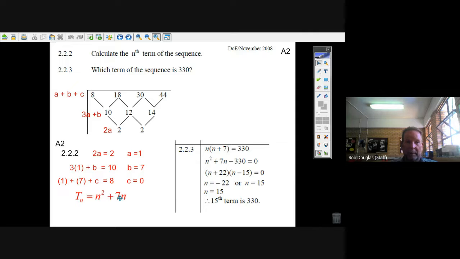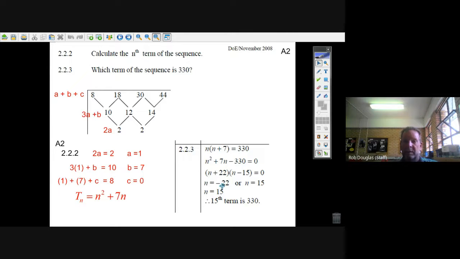Well, there's your formula. Now, the last thing, I think we'll do this all in one video. Which term of the sequence is 330? Well, now you've got your formula of n squared plus 7n. It equals 330. So you just write n squared plus 7n, you make it equal 330. But we want to solve this quadratic equation. So we subtract 330. Now you can, if you want to, at this stage, put a as 1, b as 7, and c as minus 330. Put it into the quadratic formula, and you'll have two different answers.